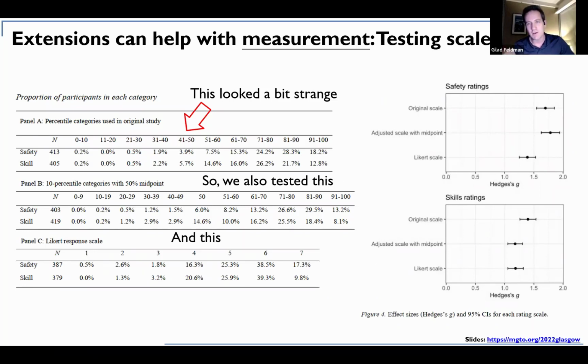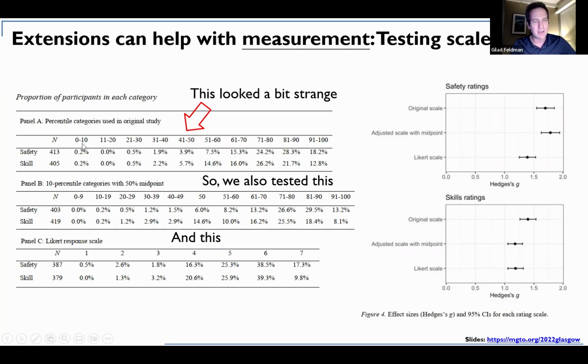Plus, some people argue, why do you focus on replications? We should focus on things like measurement. And my point is, yes, we should definitely care about measurement, and replications can help with this. So for example, when we looked at their DV, how they measure this, we thought this is a bit odd.